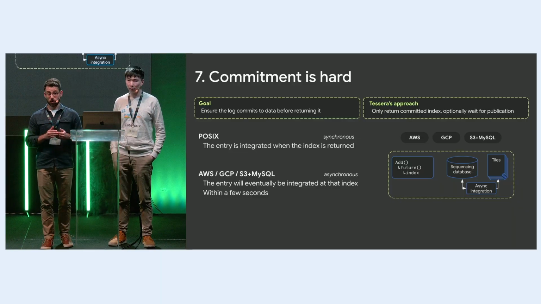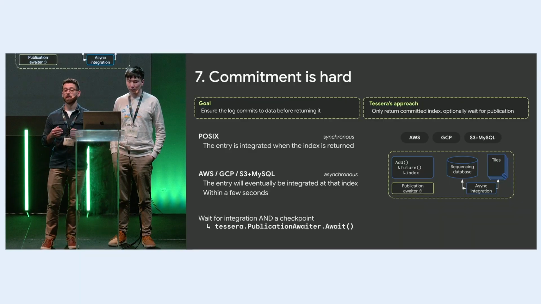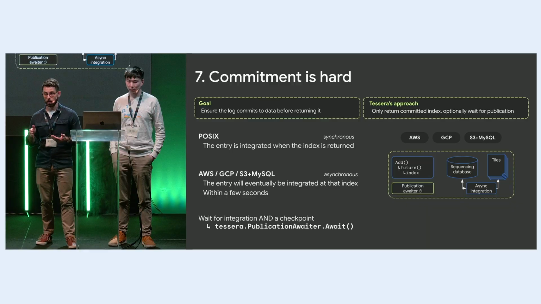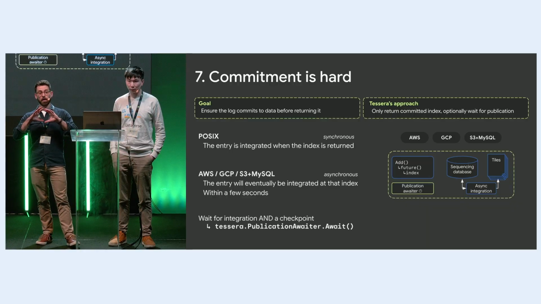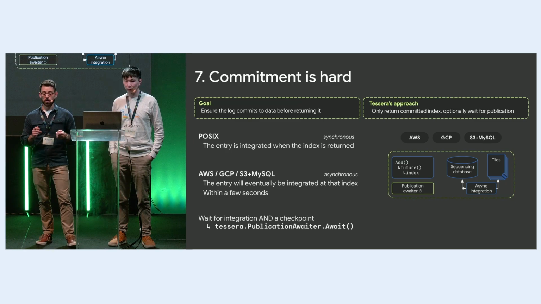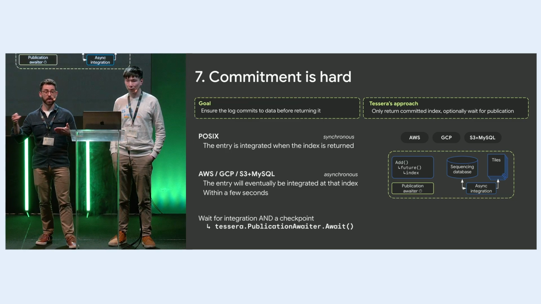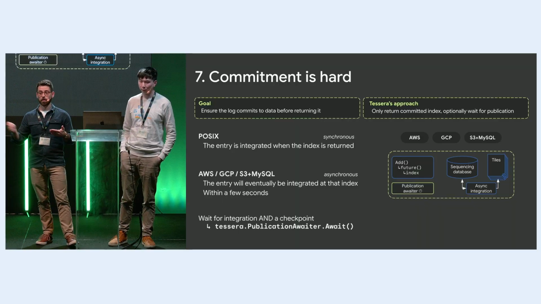Now, if you want to get stronger guarantees, you can wait for publication. That means that you can wait for the entry to be available there and also to have a checkpoint that publishes it, that commits to it. It's very simple as well. You just enable the publication waiter, and it's as simple as a process in the background that's just going to wait. And once the checkpoint is available, it is there.